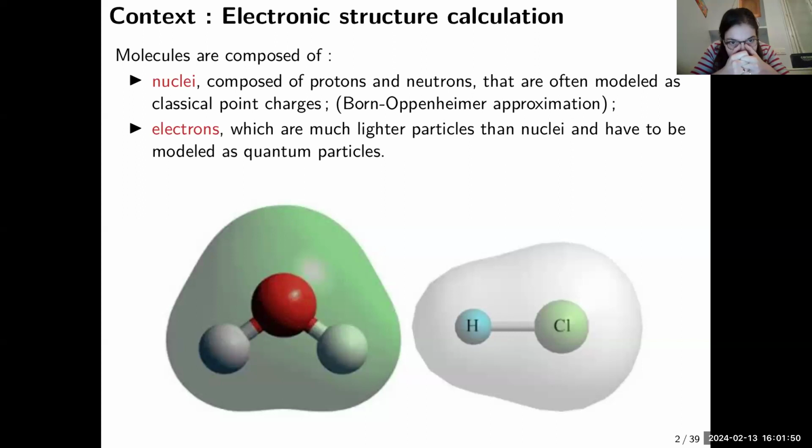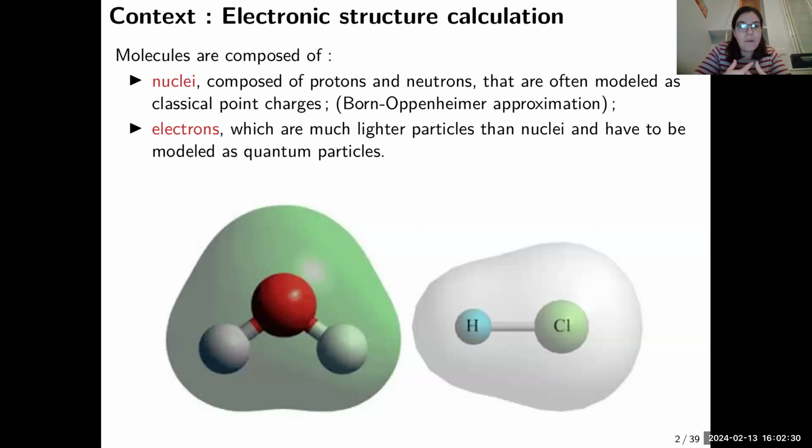The molecules we're interested in are composed of nuclei. Nuclei are quite heavy particles composed of protons and neutrons, okay? And on these pictures, they are represented with these big balls. So on the left-hand side, you see the H2O molecule for water. The big red ball is the oxygen nucleus, and the two white balls are the hydrogen nuclei, for instance. And classically, in what's called the Born-Oppenheimer approximation, these nuclei are assumed to be classical point charges.